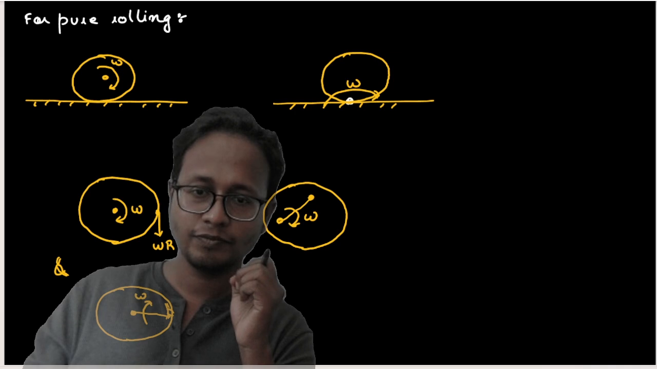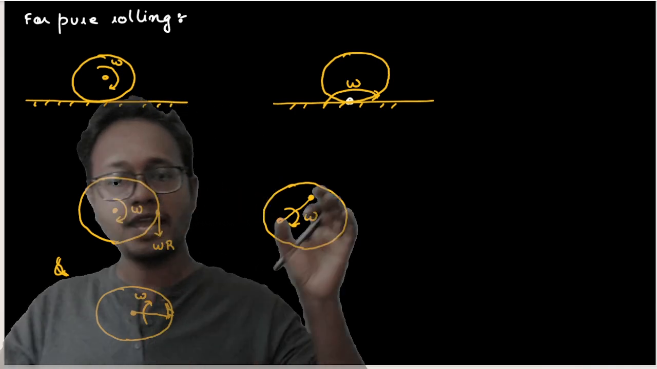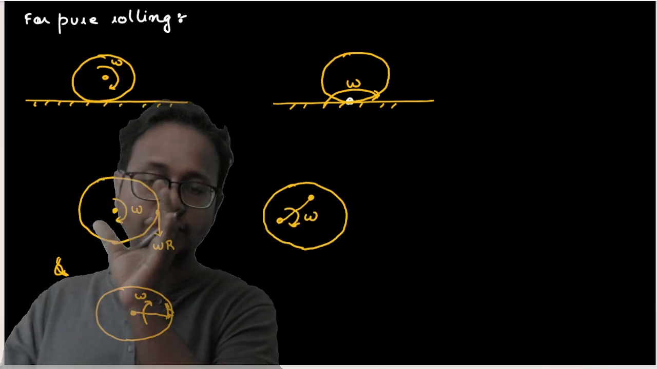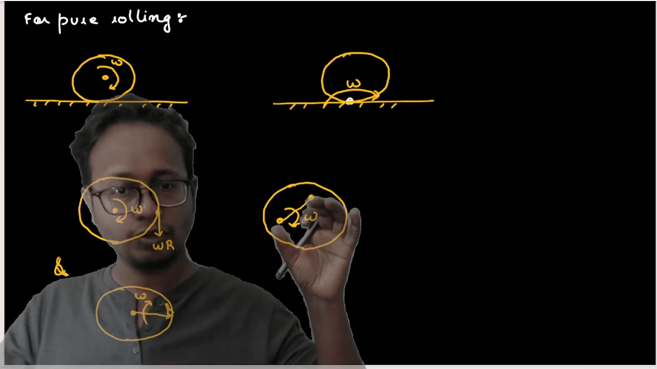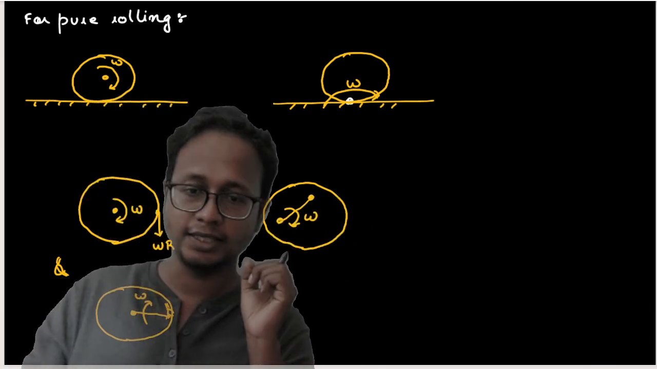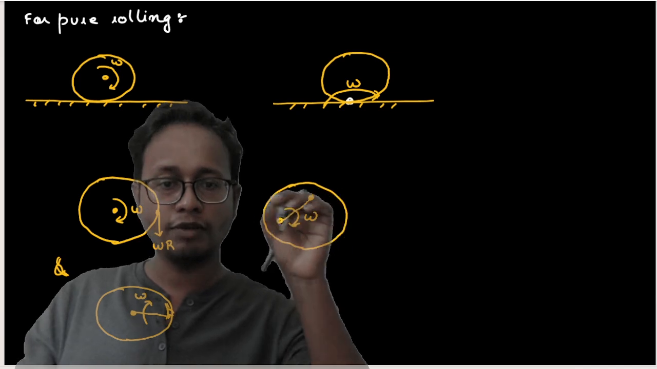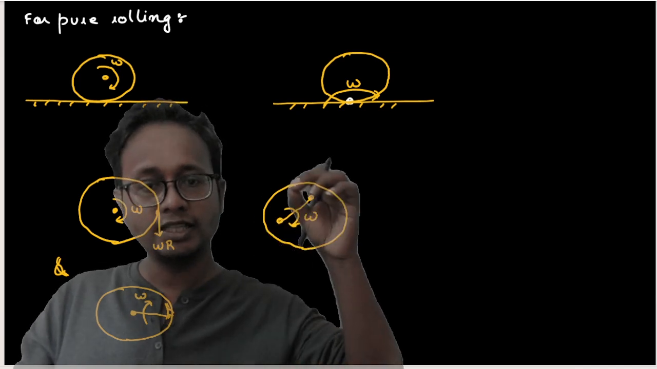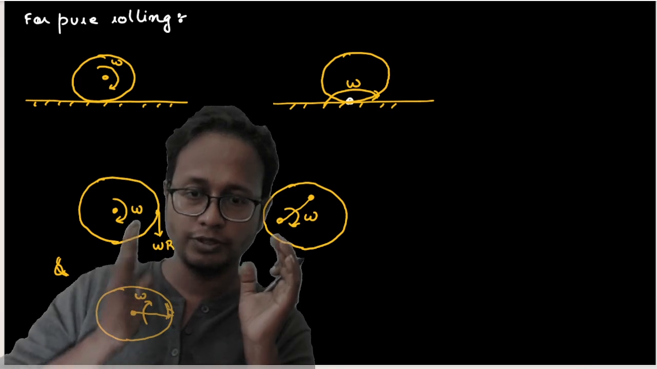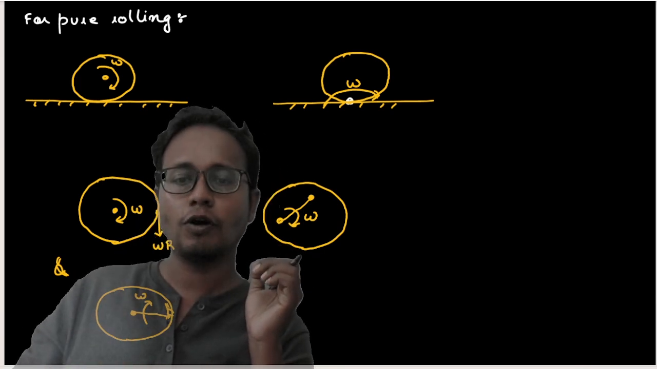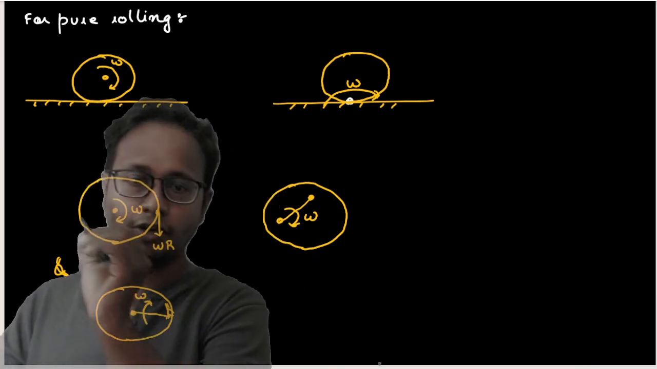Understood? So if a disk is rotating with angular velocity omega, any point rotates with angular velocity omega with respect to any other point inside the disk. That means this point rotates with angular velocity omega with respect to this point. Even this point rotates with angular velocity omega with respect to this point. Understood?